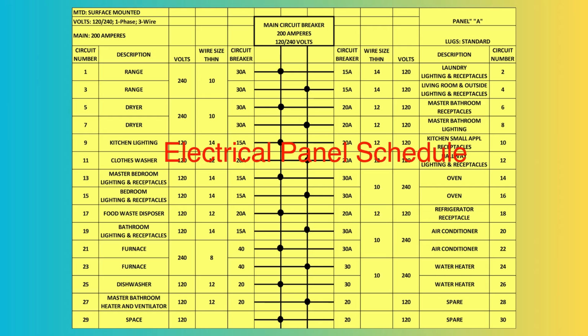An electrical panel schedule, a sample of which is shown here, is a detailed document that lists the various circuits, breakers, and devices within an electrical panel. It provides essential information for electricians and homeowners, including the circuit number, breaker size, load capacity, and the specific appliances or fixtures served by each circuit. This schedule is crucial for troubleshooting electrical problems, understanding the power distribution within the building, and ensuring that the electrical system is operating safely and efficiently.